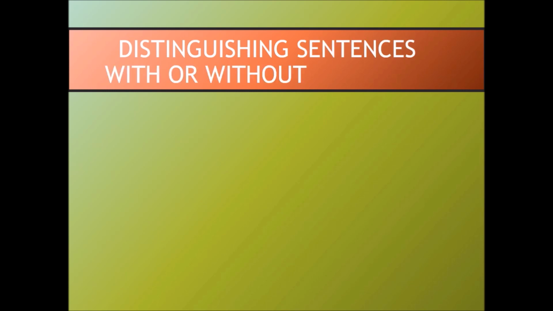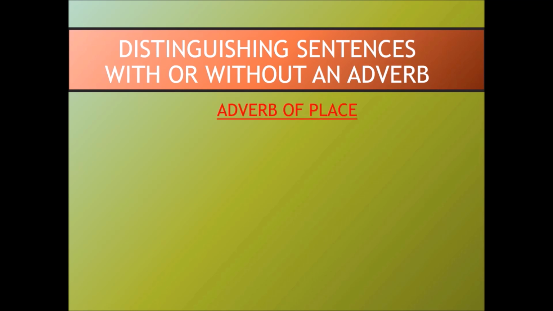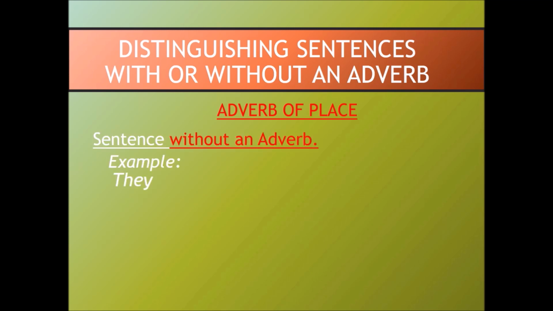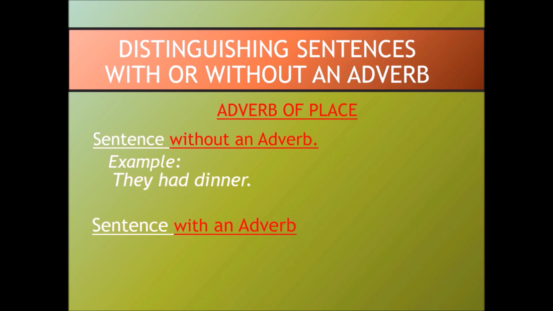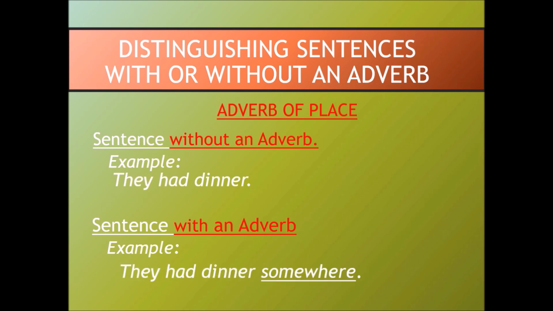Distinguishing sentences with or without an adverb. Let's have first the adverb of place. Sentence without an adverb. Example, they had dinner. Dinner is a noun. Then sentence with an adverb: they had dinner somewhere. So somewhere there is an adverb. Okay.